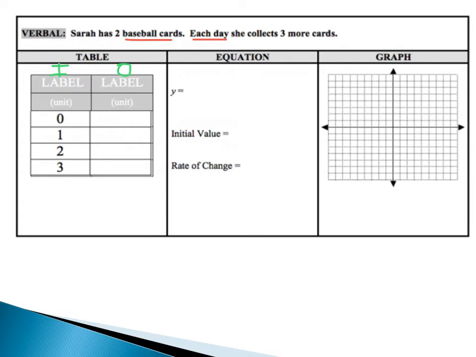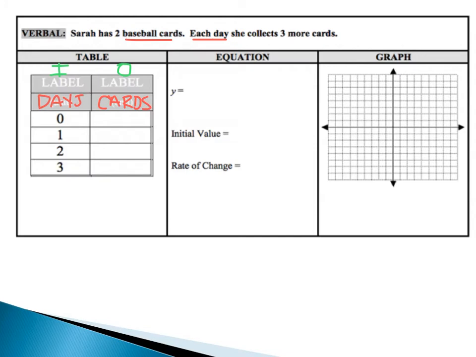Well, we have 2 things: days and baseball cards. If you think about it, the number of baseball cards you have is represented by each day. So the input is going to be the number of days, and after a certain number of days, Sarah's going to have a certain number of cards. So I'm going to think of this in terms of input and output.